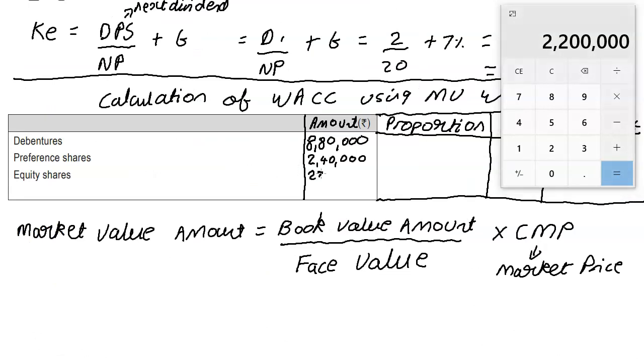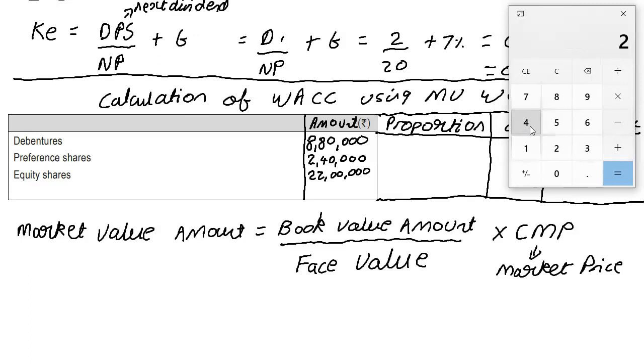Alright, so we have 22 lakhs, we have 2,40,000, and we have 8,80,000. We add them all up to get the total. So we have 22 lakhs plus 2,40,000 plus 8,80,000, which is 33,20,000. And once again we calculate proportion. So remember, proportion is equal to individual amounts divided by this into 100.